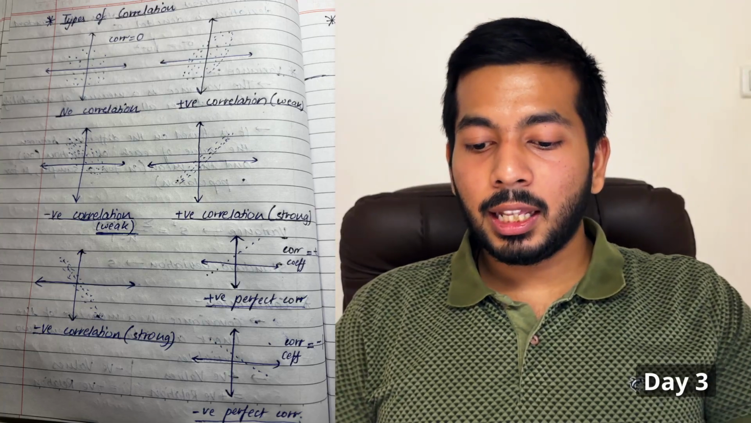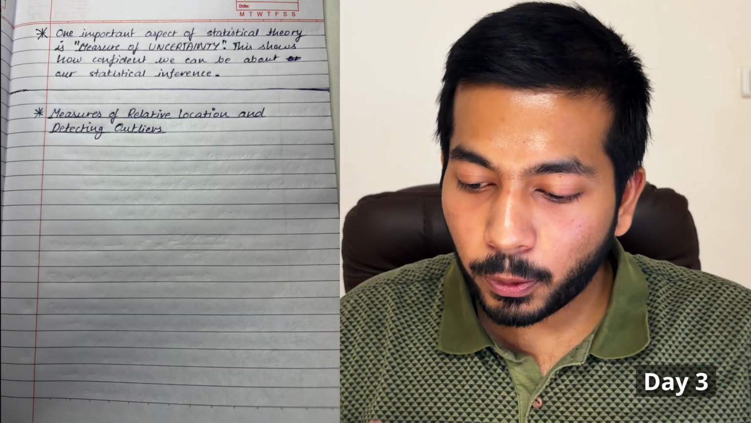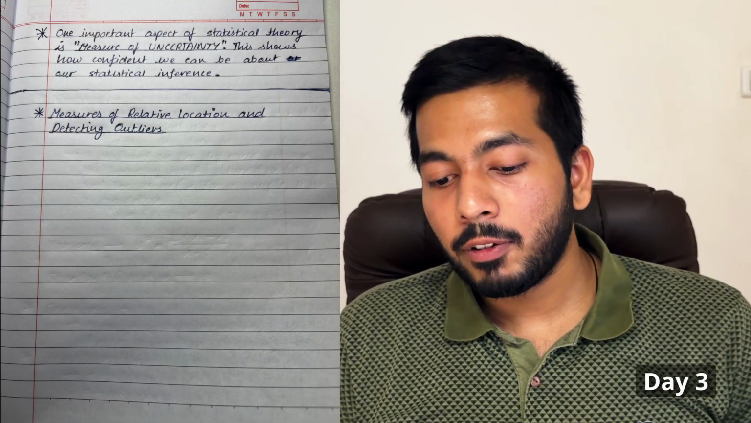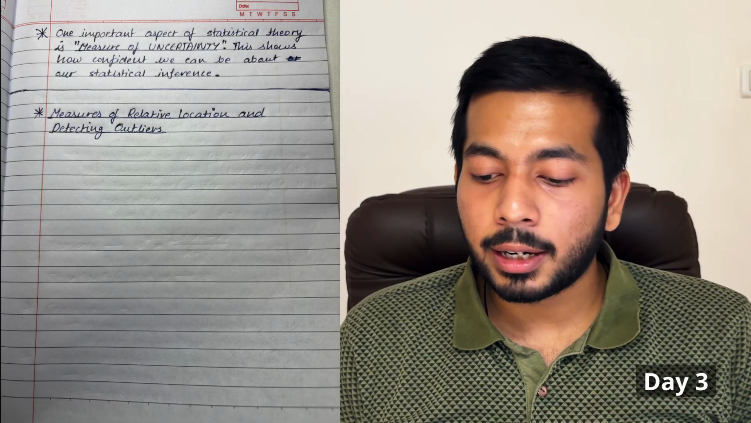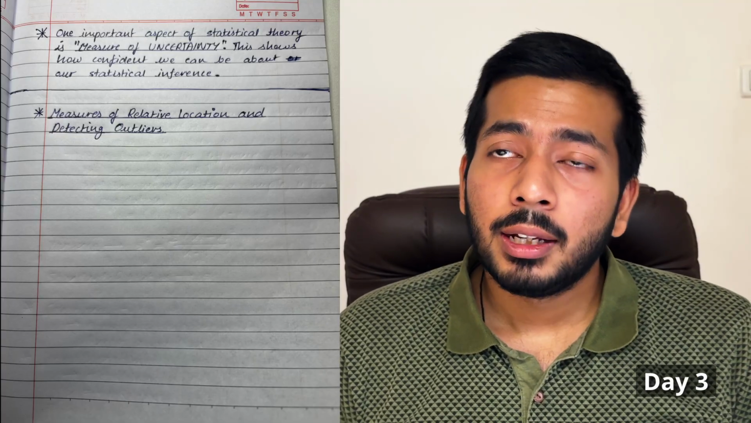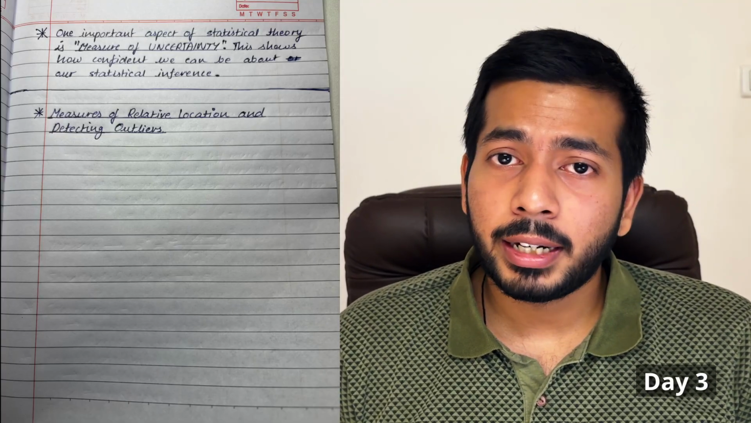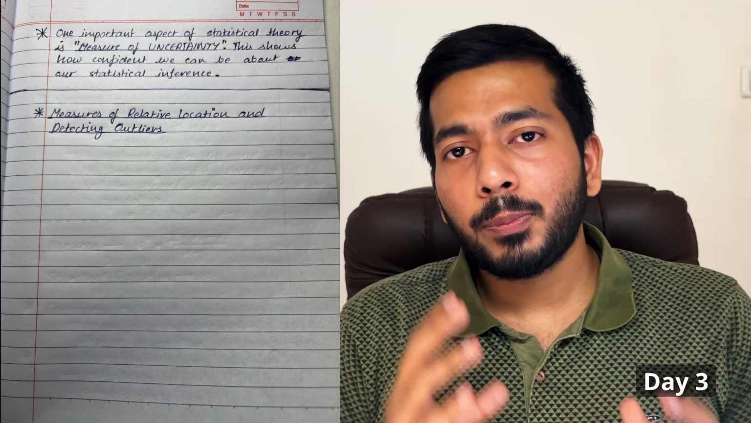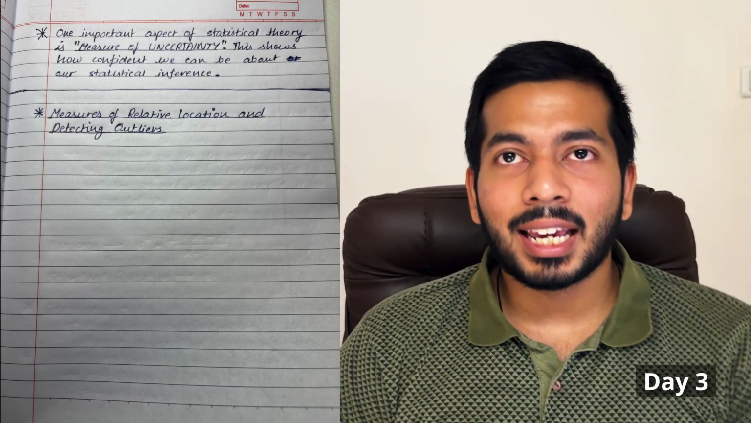Okay, and the final thing for today is one important aspect of statistical theory, the measure of uncertainty. This is what he was explaining in the middle of the lecture: uncertainty is very important to account for, because none of the models or statistical data that we use are perfect, and there's always a measure of uncertainty. He explained this with a very nice example actually.